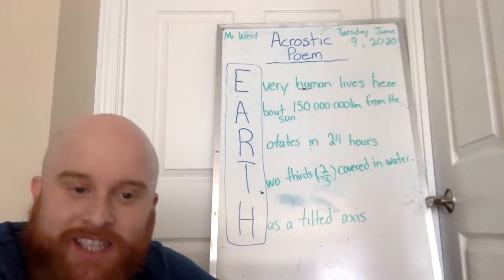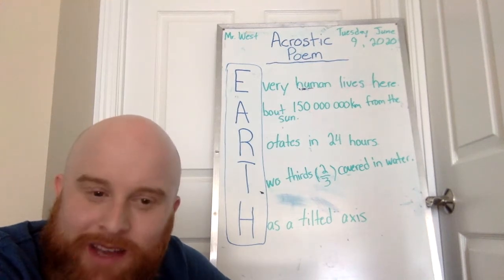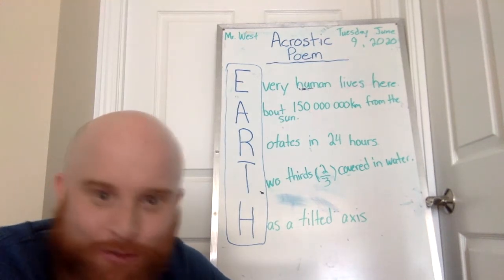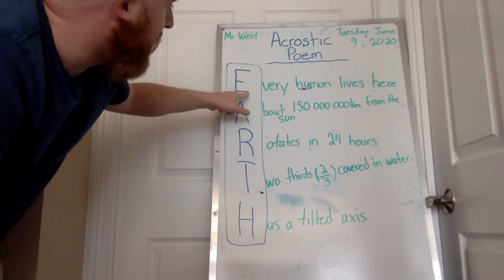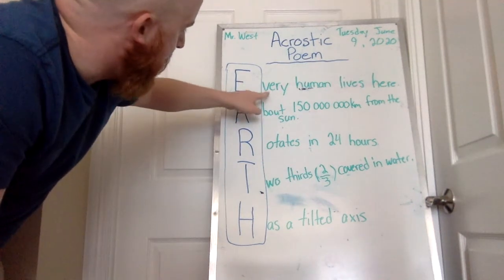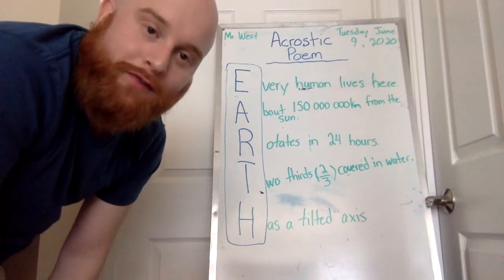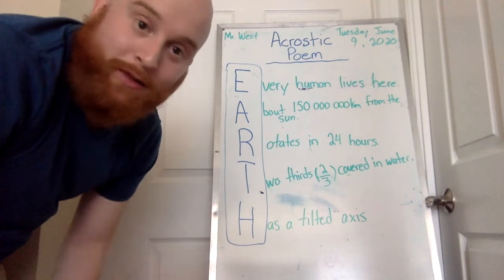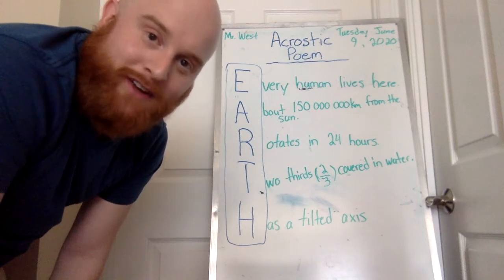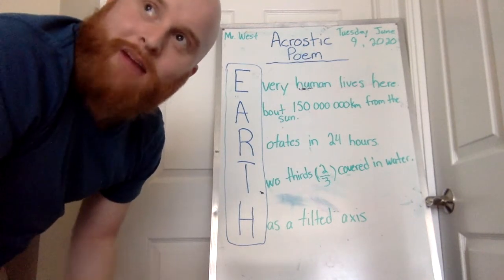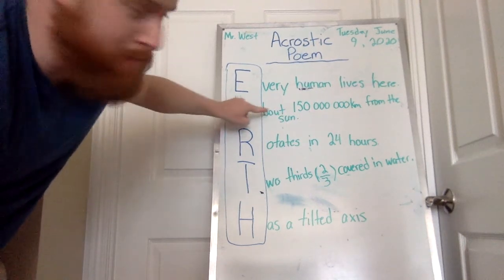So let's read the sentences that I chose to write about the planet Earth. And you tell me if they relate to my topic I chose. So for the letter E, the first word is every. So this sentence says, every human lives here. So on the planet Earth, this is where you will find all the human beings, because we don't live on Mars and we don't live on Mercury or Venus. Earth is the best planet for us to live on because it's got the right temperature and it's just absolutely beautiful here.